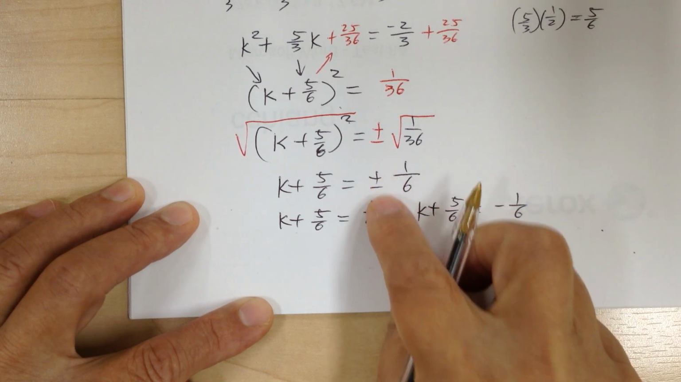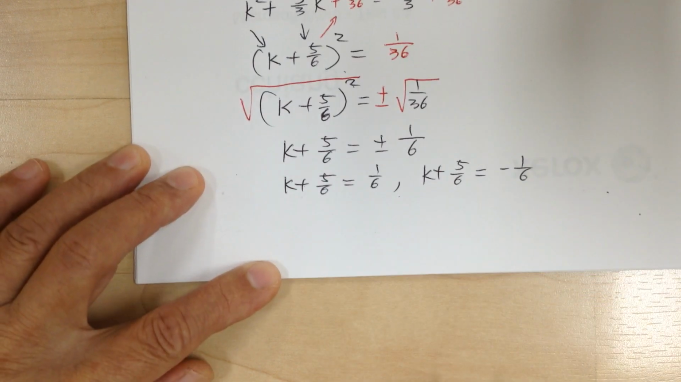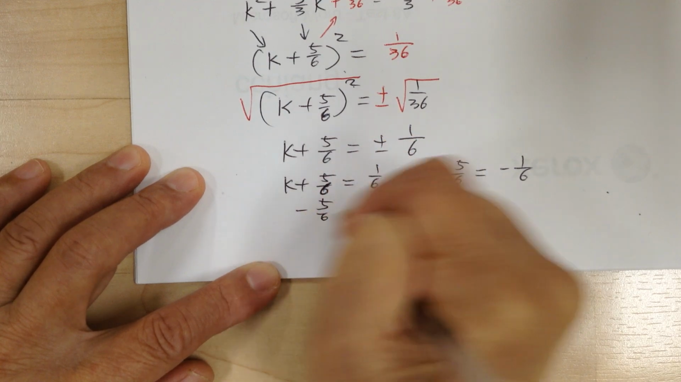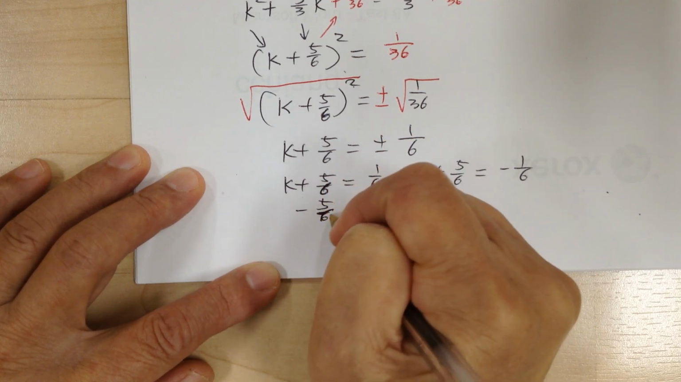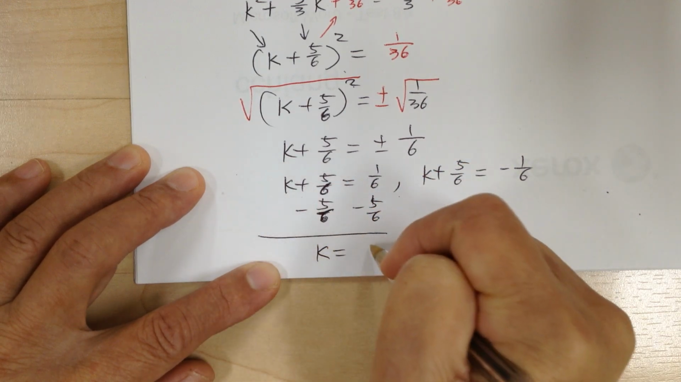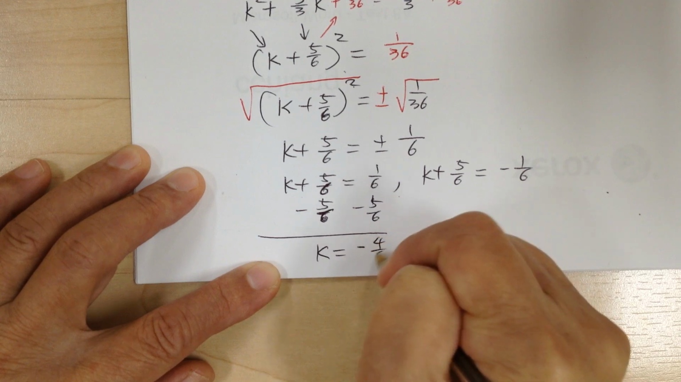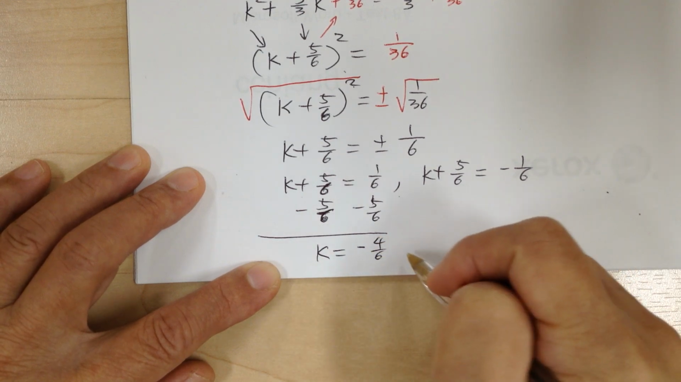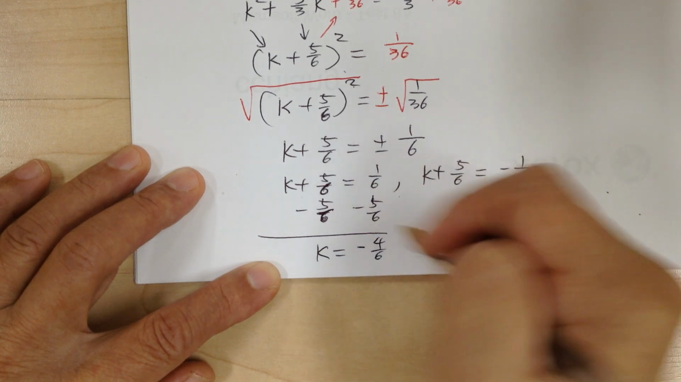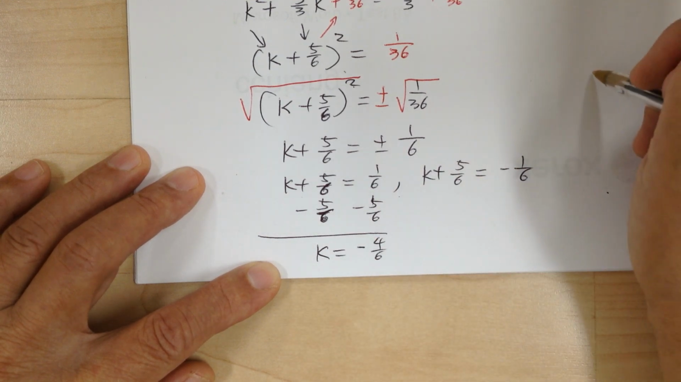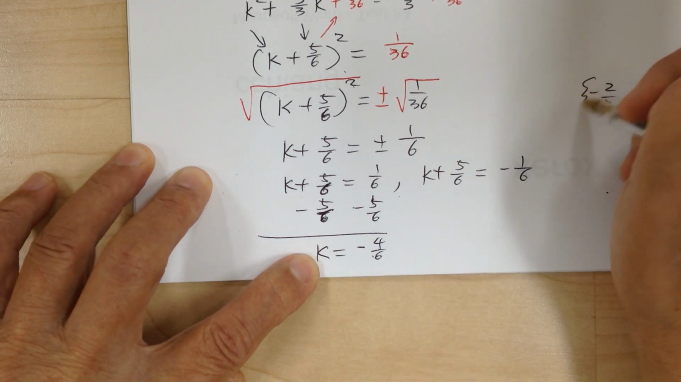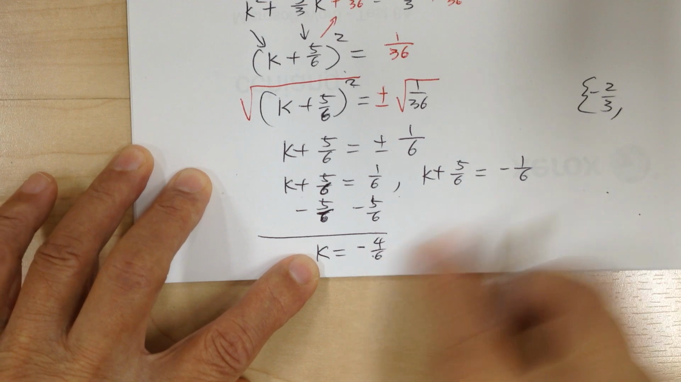So separate the plus from the minus, so 1 is plus, 1 is minus, right? Then from here, you minus 5 over 6. Minus 5 over 6, so you get k equal to negative 4 over 6. And if you simplify that, you get negative 2 over 3. Okay, but we can do that later. So from here, you're going to get negative 2 over 3. You simplify that, you get that.